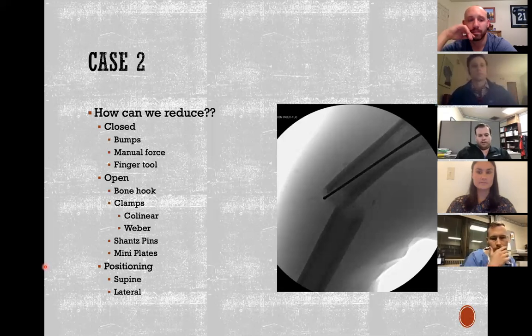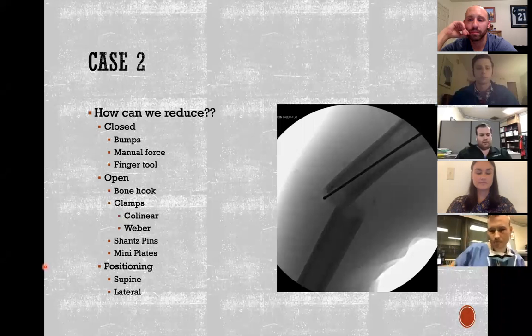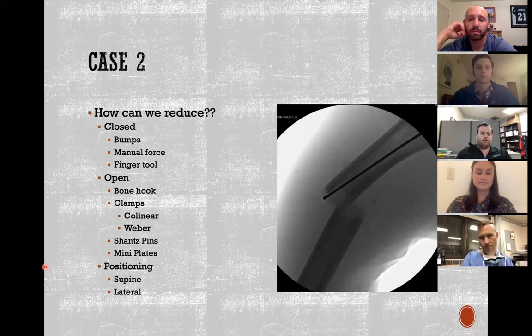In terms of our closed reduction tools, you can place bumps, or sometimes if you're using a fracture table where there's no real bed underneath the distal leg, you can use a crutch that is sterile or non-sterile underneath the drapes to help put an anterior directed force across the distal fragment to help reduce that. Additionally, you can use manual force where you actively push down to extend the proximal fragment, trying to bring the fracture edges together.